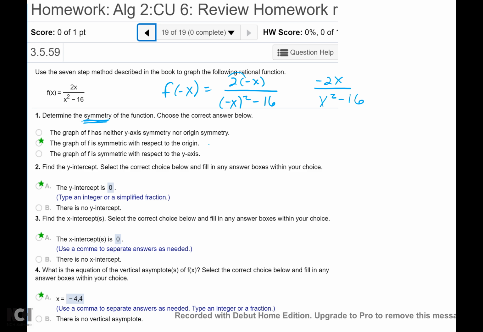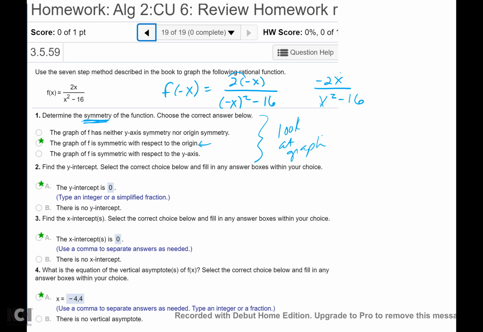I don't know why they're saying it's odd, because the numerator changed signs and the denominator didn't. So some did and some didn't, which should make it neither. Huh. Okay, what I'm going to suggest we do for symmetry is wait until we graph it and look at the graph.